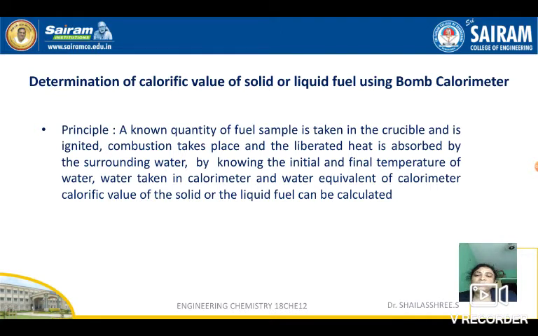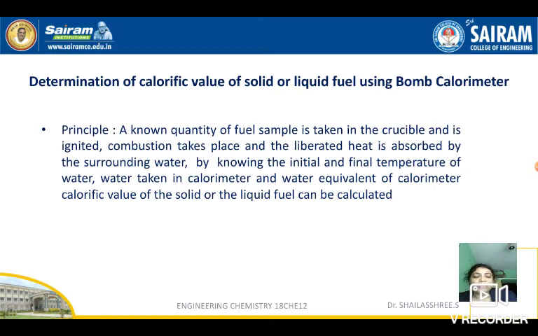Here the principle is that a known quantity of the fuel is burnt in a crucible by igniting it. When the fuel is burnt, combustion takes place, and the liberated heat is absorbed by the surrounding water. By knowing the initial and final temperature of the water and the water taken in the calorimeter, we can calculate the calorific value of the fuel.